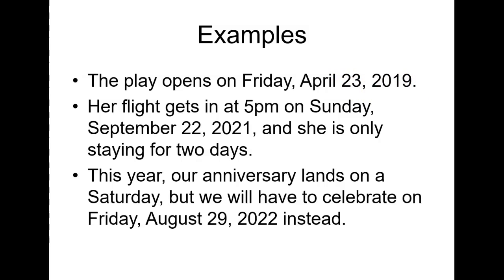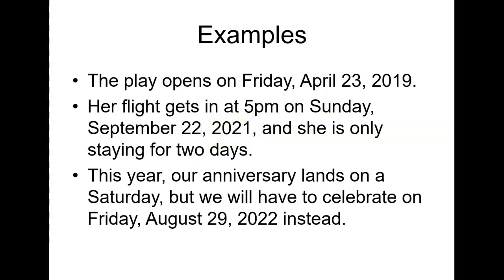Okay, next example. Her flight gets in at 5 p.m. on Saturday, September 22nd, 2021, and she is only staying for 2 days. So we're using both rules here, a comma in between the day of the week with the month and date. And then we have a second comma that's in between the numbered date in the month, and the year. Okay?